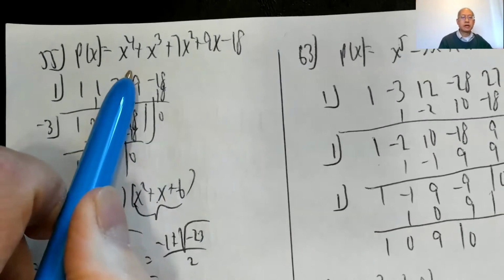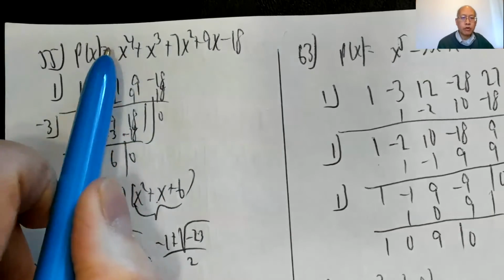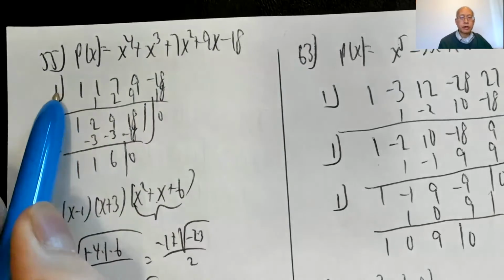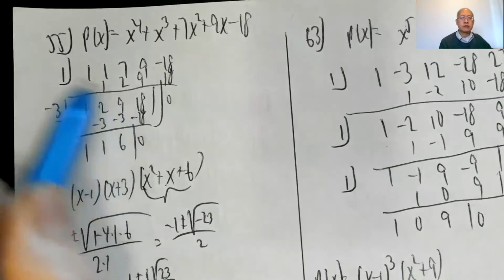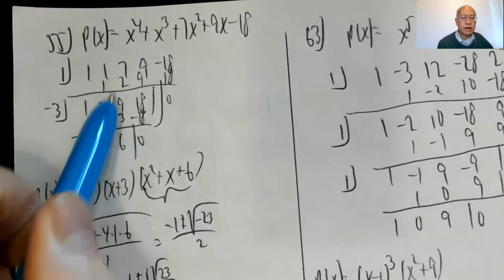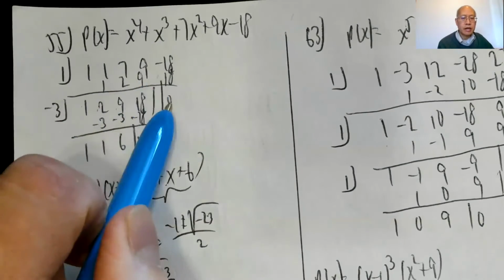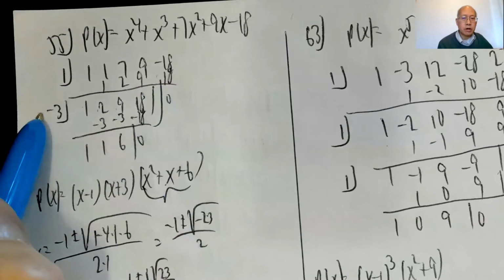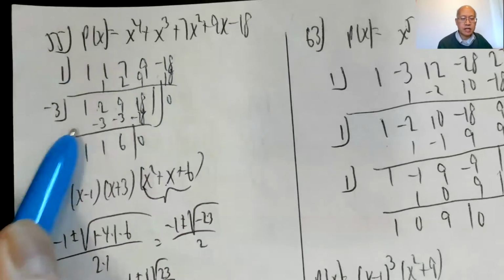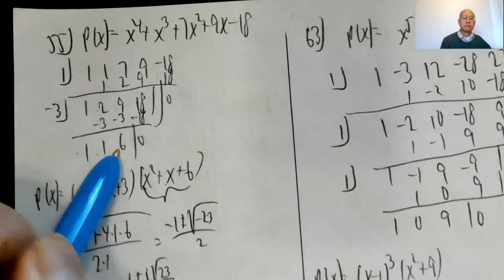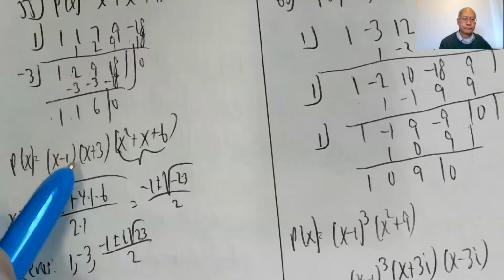55, I got this super long thing here. Okay, 1 works: 1 plus 7 plus 9, that's 18, minus 18 is 0. So I know p of 1 is 0, so x minus 1 is a factor. All right, 1, multiply, add, multiply, add, multiply, add, multiply, add. 0 should be the remainder. Okay, negative 3 happens to also work. It's a factor of negative 18. So 1, multiply, negative 3, 2 minus 3 is 1, multiply, negative 3, add 6, multiply, negative 18, 0.